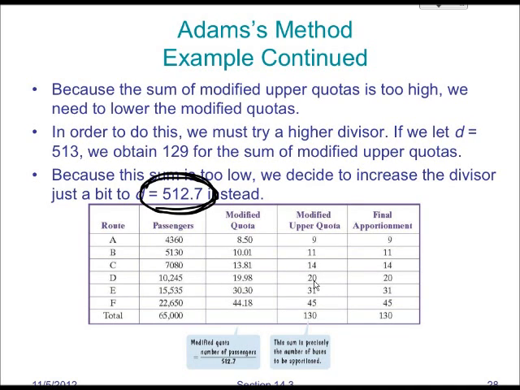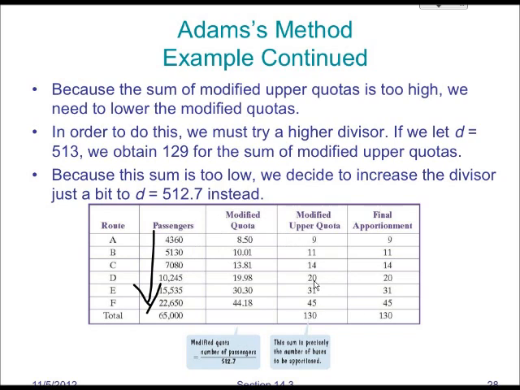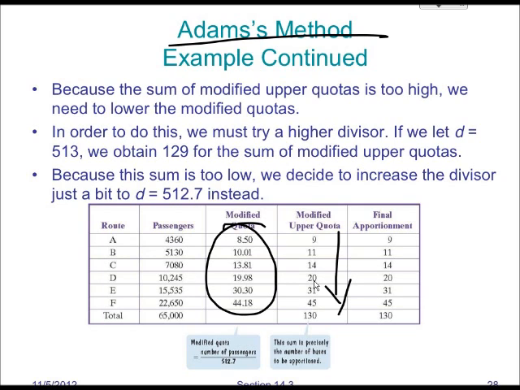We guess 512.7. Now we're going to use this number to divide by. So 4360 divided by 512.7 gives us 8.5, rounded up to 9. Do that for all the routes. Everybody gets rounded up. This is Adams method, round everybody up. Then add them up, and you get 130, which is how many buses we have. So this would be how many buses Route A gets, how many buses Route B gets.